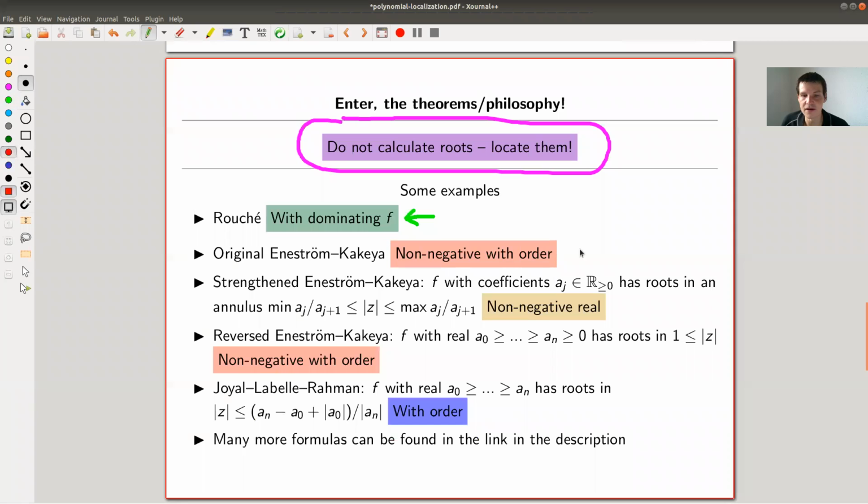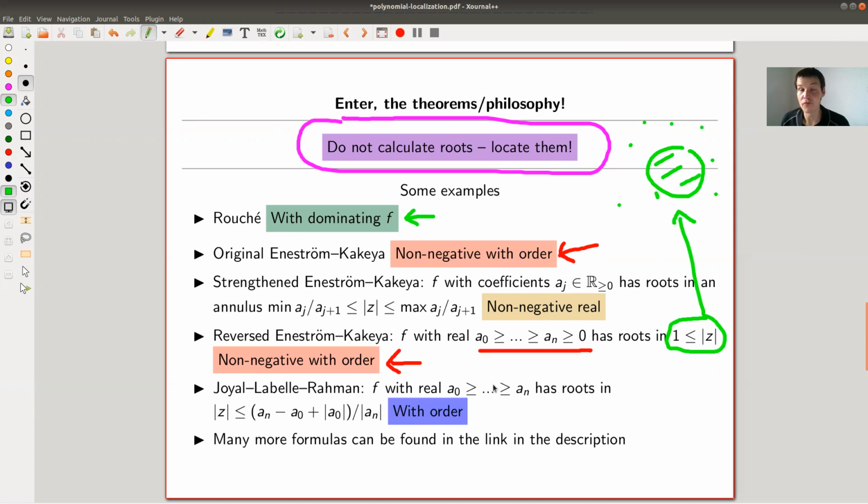I showed you the order theorem of Eneström-Kakeya, which also exists in the reverse order. Then the statement is also reversed. So this just means all roots lie outside of my unit circle. So they are somewhere here. So if you have the reverse order, everything lies outside, which is also very nice and easy to remember.